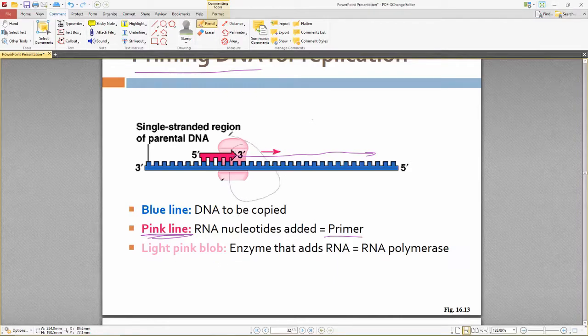Light pink blobs are called RNA polymerases, and I'll shorten that to RNAP. So whenever I use the term RNAP, it's going to be referring to RNA polymerase. And whenever I refer to primers, primers are the RNA nucleotides that are added by RNAP to the DNA to prime for replication. I know this is a lot of information. If you have any questions, feel free to ask.